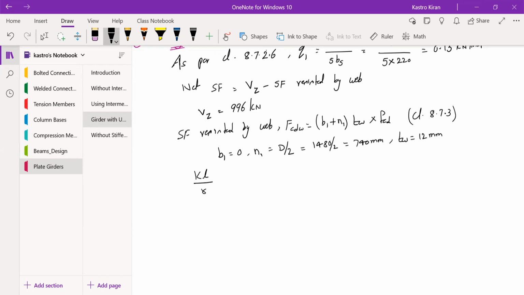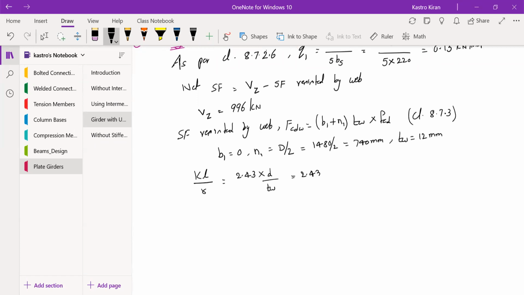Here you can do some short check, that is, the value of K is taken as 2.43 times the depth of the web divided by the thickness of the web. So this is the shortest possible calculation. You can directly calculate the value of KL by R like this.